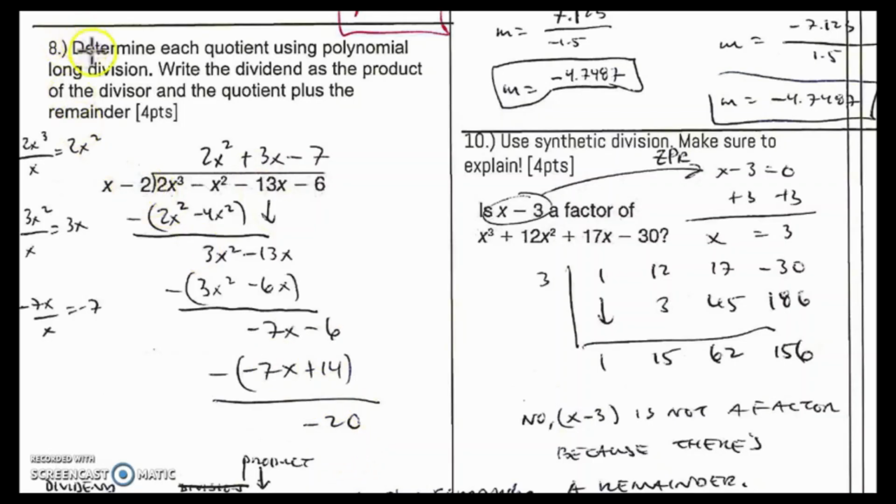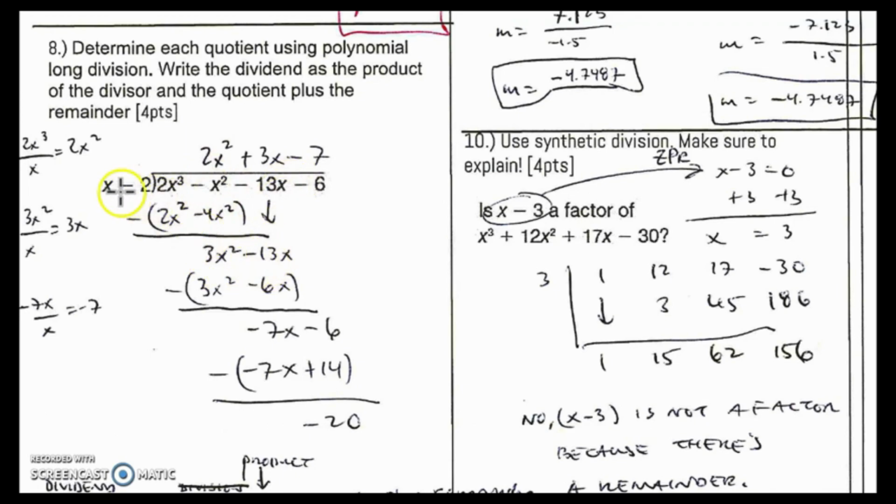Alright, so this problem says determine each quotient using polynomial long division. So I wanted to see long division. Write the dividend as the product of the divisor and quotient plus the remainder. So how many times is x going to 2x cubed? You can do a side problem here and simplify that, and you get 2x squared. Now you're going to multiply, and right there you're going to subtract. So 2 minus 2 is 0, don't write it. -1 minus -4 means the opposite, so that means you get 4 and a -1, which gives you 3x squared.